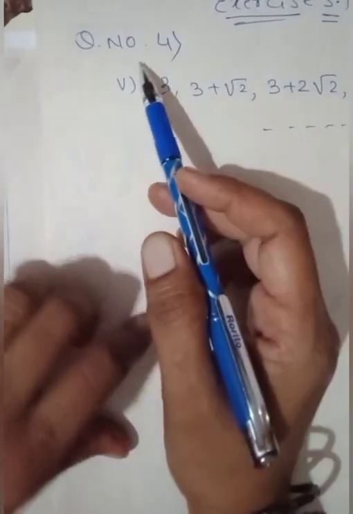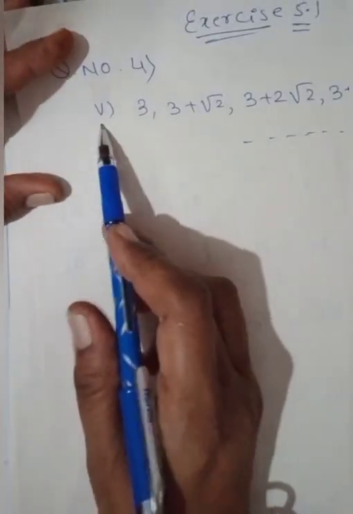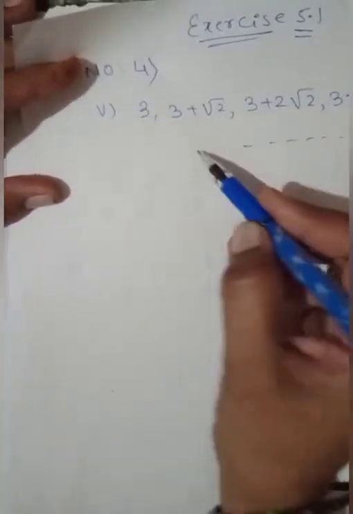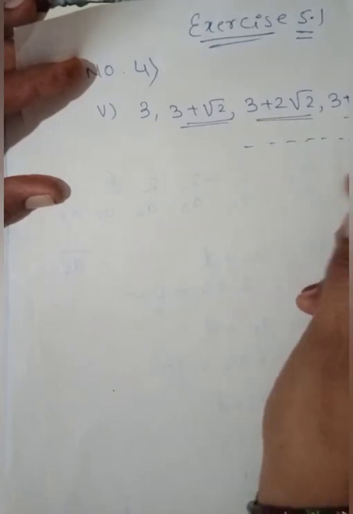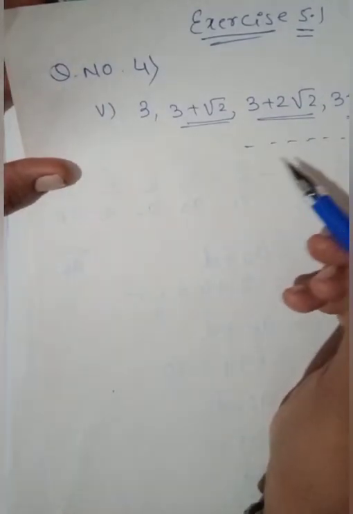Continuing with the 4th question of exercise 5.1, I have selected the next 5th one, where you may find these square root numbers a little difficult in calculation. So I will show you how to simplify this one in an easy way.